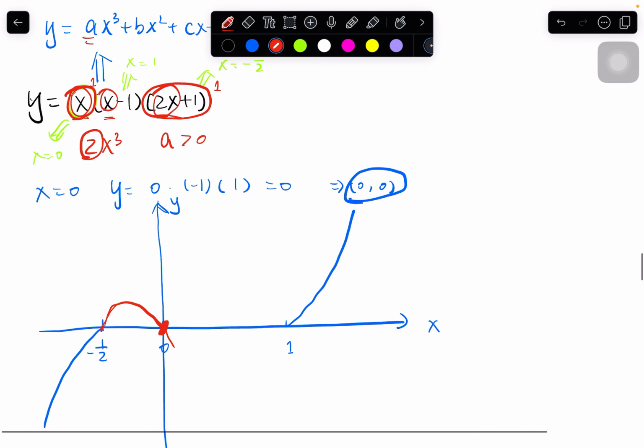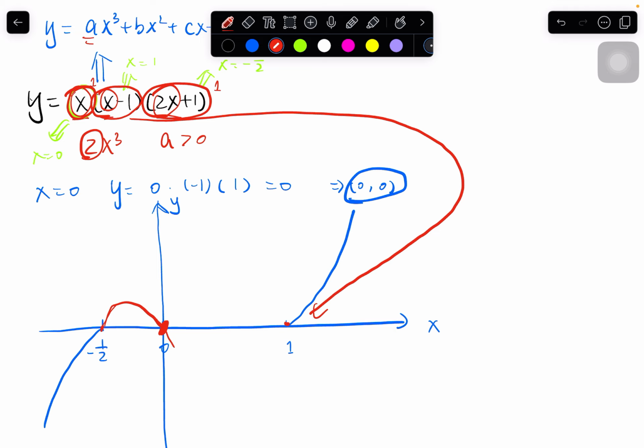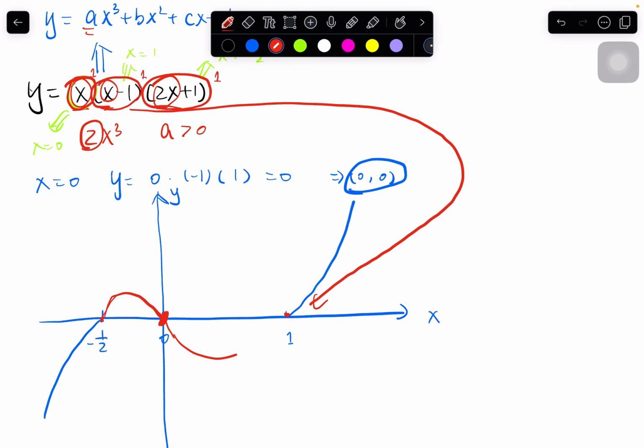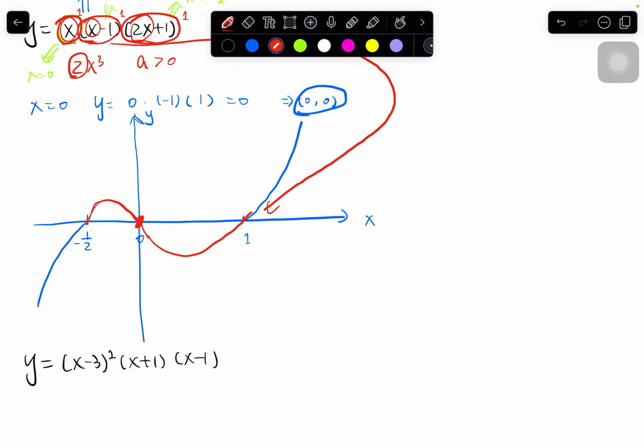So the function shall look like this. Also for the last part, for the last interception, which is x equals 1, this part contributes to this one. And the k value is also 1. So we're going to pass through it. So now we get the function.